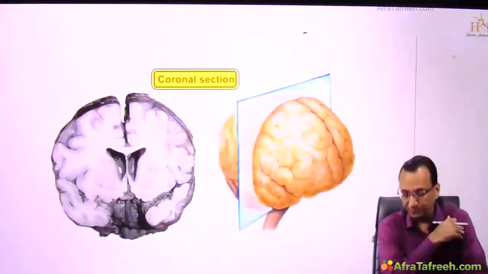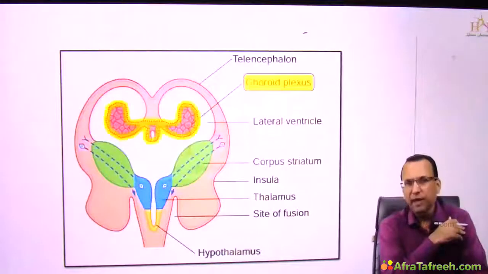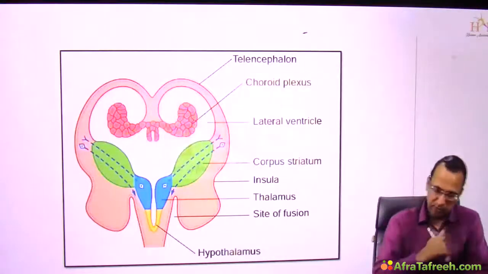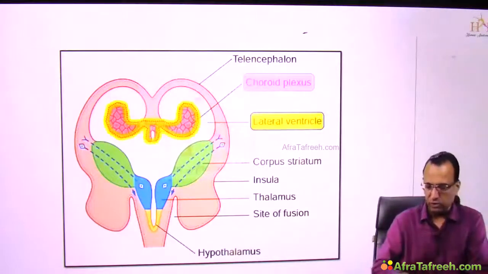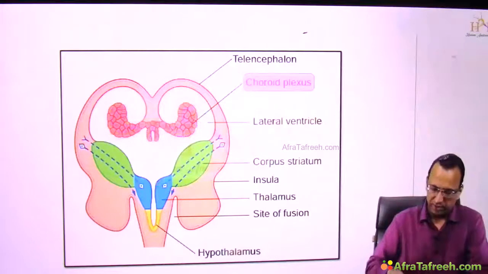And when you do that, you will find this is the diagram. Choroid plexus, capillary plexus, which is projecting into the lateral ventricle. And not only is it projecting into the lateral ventricle, but it is also projecting into the third ventricle, which is the midline ventricle.